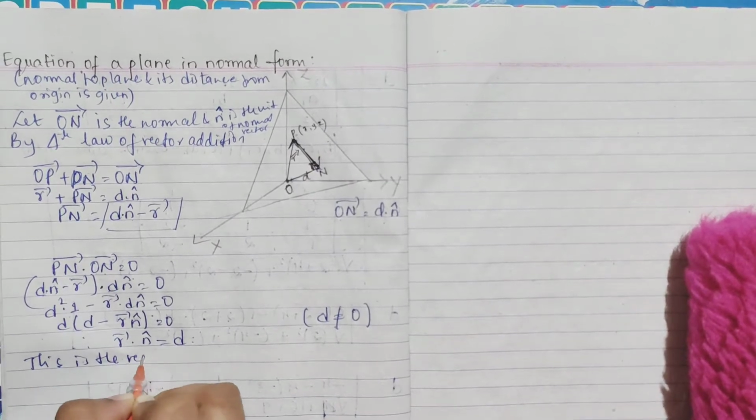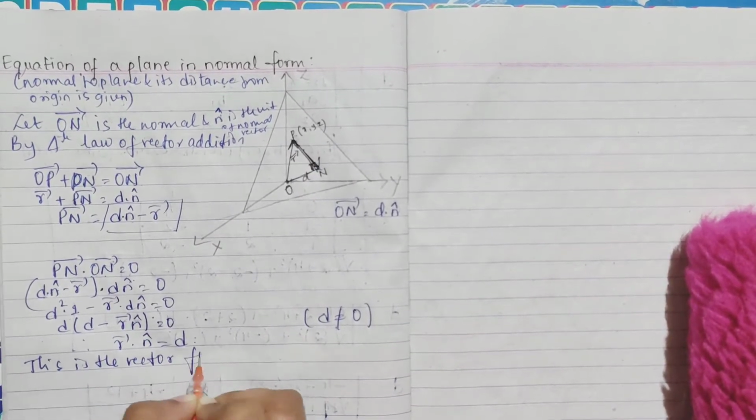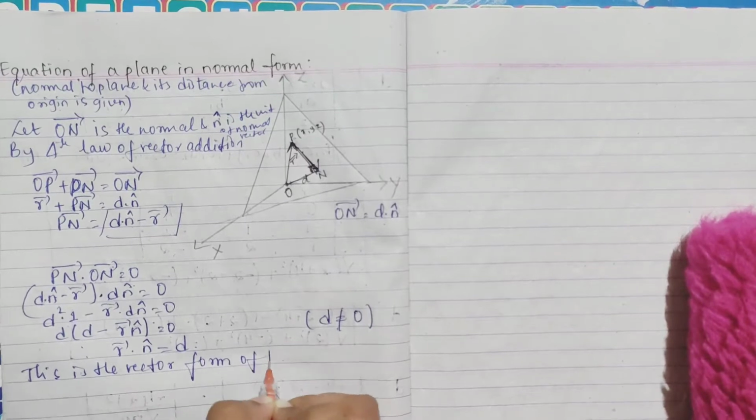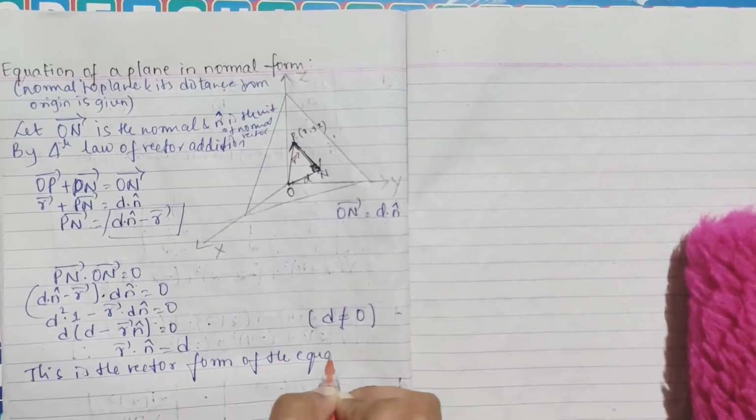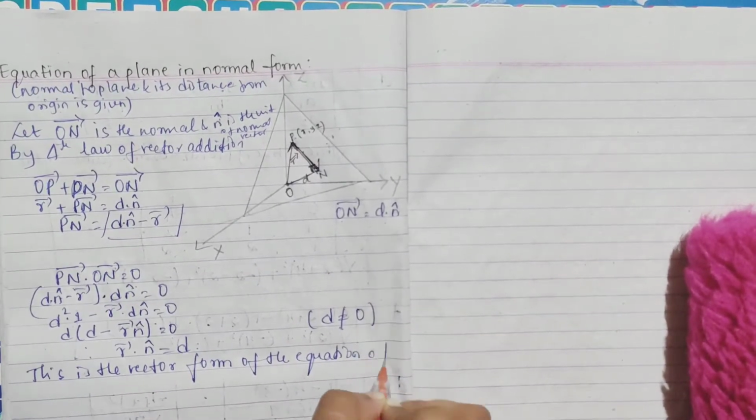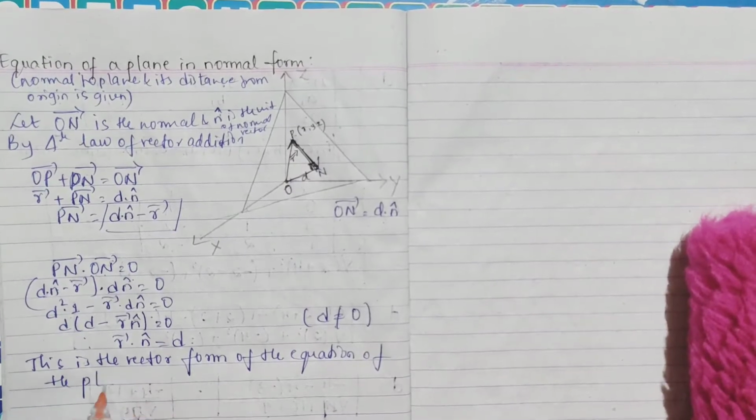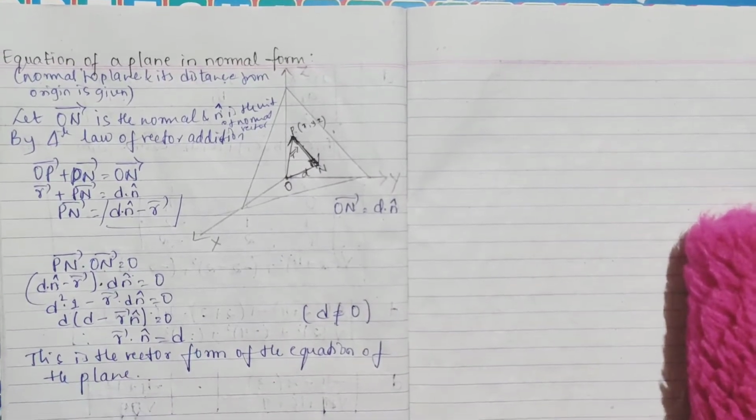This is the vector form of the equation of the plane. Okay, this is the vector form of the equation of the plane.